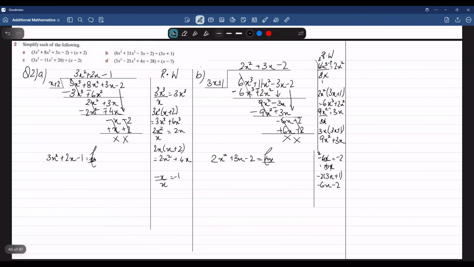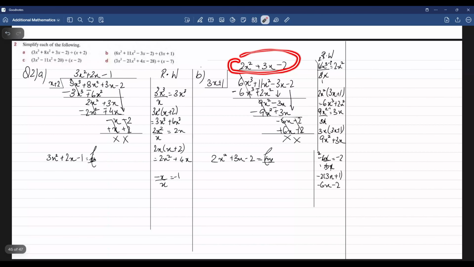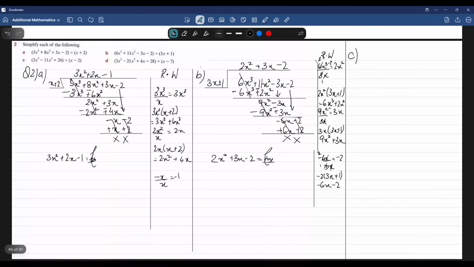By the way, if you just want to recheck your value in your exam and you have some time left, you could simply multiply your answer, 2x squared plus 3x minus 2, by the division value, which is 3x plus 1. If you get 6x cubed plus 11x squared minus 3x minus 2, or whatever value is being divided from, that's the same value, which means you have the correct answer.